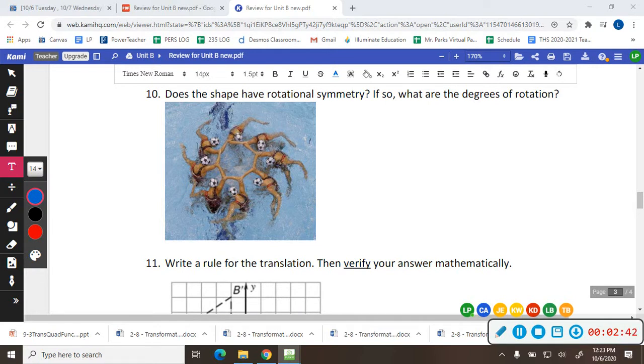1, 2, 3, 4, 5, 6, 7, 8 people. So I would just take 360 divided by 8. Yes, 360 divided by 8, and I get 45 degrees. So the degree of rotation is 45 degrees. Every time you turn this 45 degrees, you get the person on top of the person.